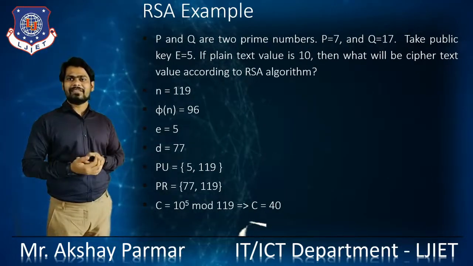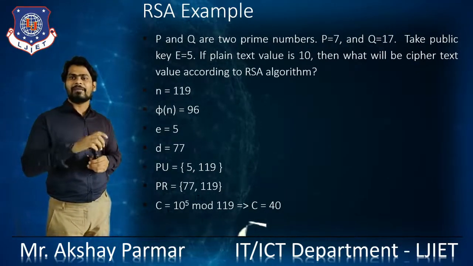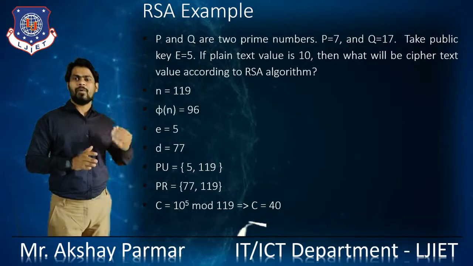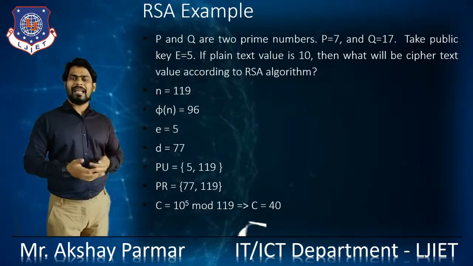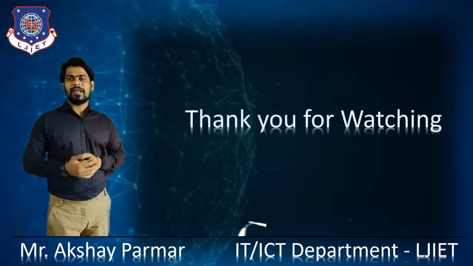Here e is 5 and n is equal to 119. So 10 raised to 5 mod 119 is 14 here. So that's how we get our ciphertext from the given values.